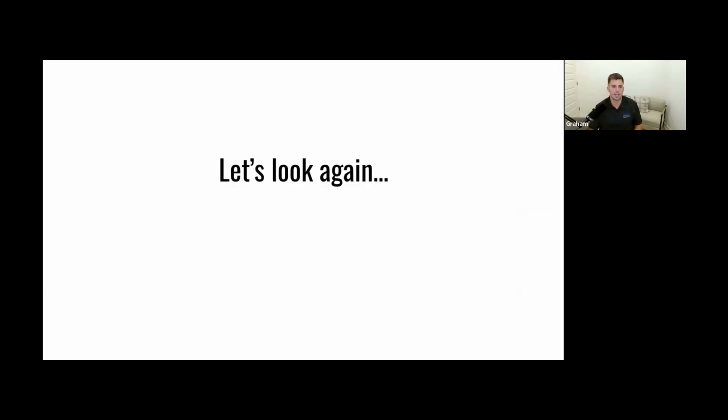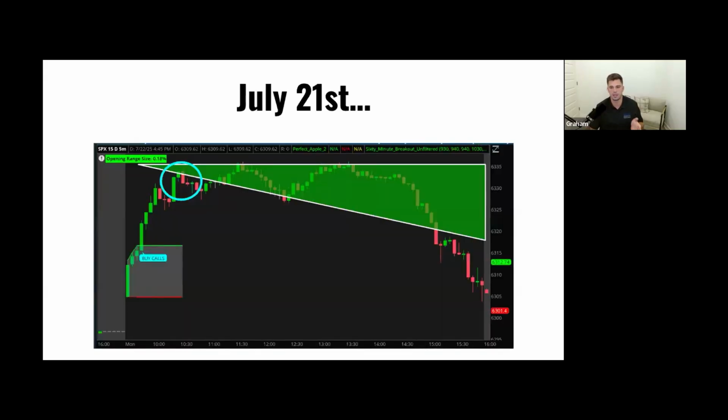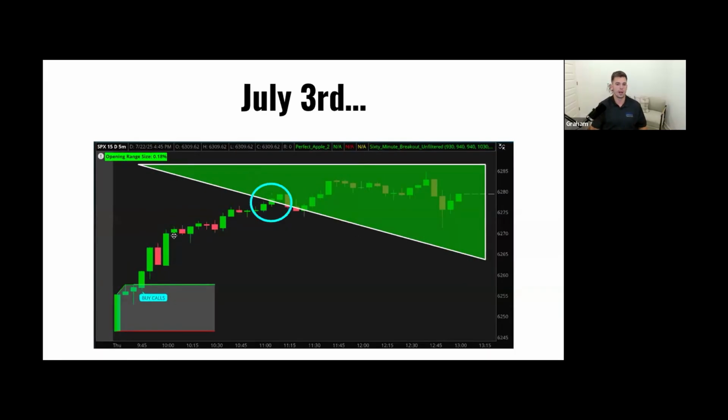So let's look at some examples here. And again, this is not the exact number, but this is a general idea of what's going on in the options market. July 21st, we get a big move out of the gate. We hit in the morning. Does not matter what happens the rest of the day. We're done. July 3rd, we got a big move out of the gate, but not quite big enough to hit right away. You can see it stall out here.